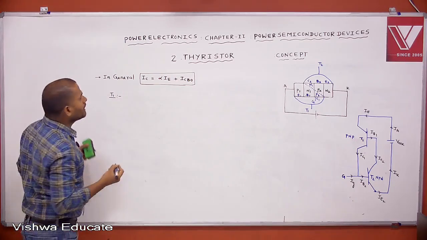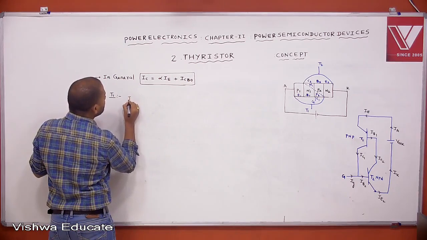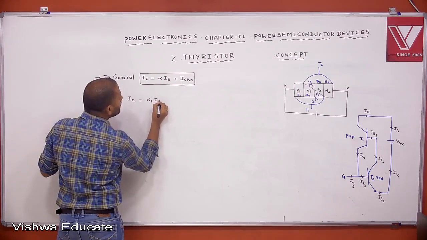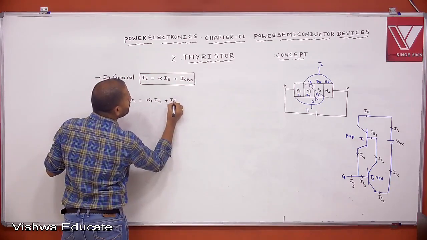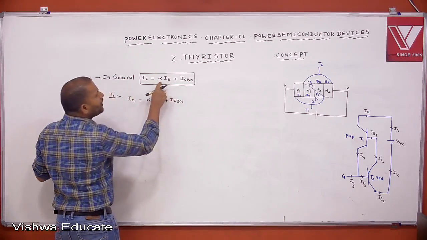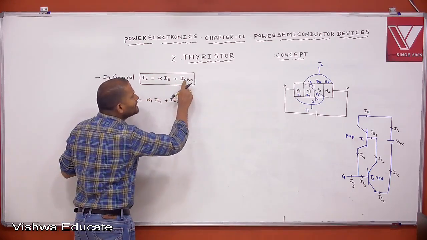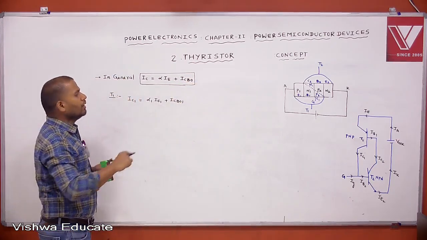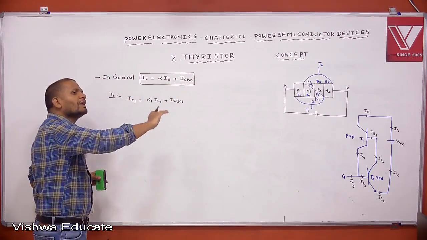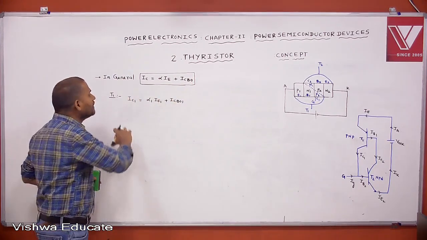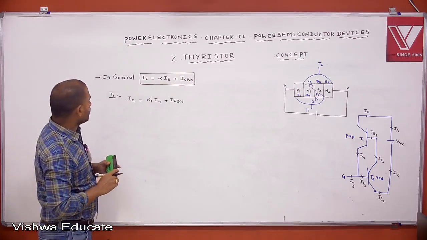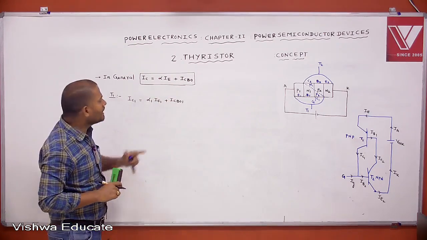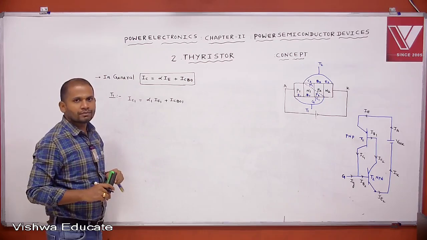For T1 transistor, you can apply it like this: IC1 equals alpha 1 IE1 plus ICB01, where alpha is the current gain and ICB0 is the collector to base leakage current with emitter open. We are assuming that our transistors are in common base configuration, and then doing this analysis. IC1 equals alpha 1 IE1 plus ICB01. This is the equation for our T1 transistor.